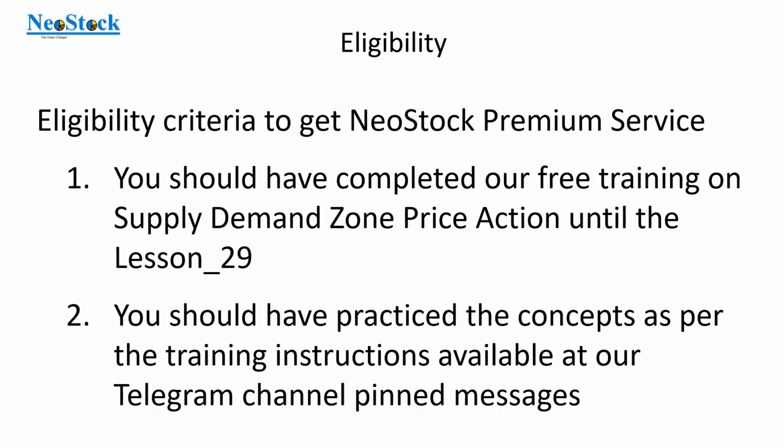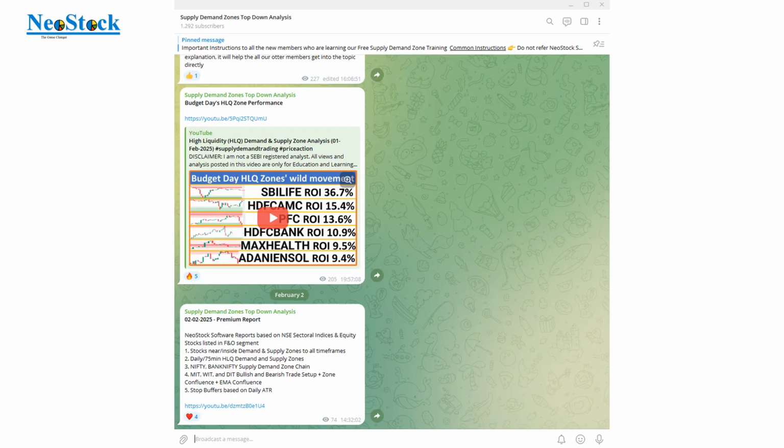Next one, you should have practiced the concepts as per the training instructions available at our Telegram channel. So in the Telegram channel, this is the Telegram channel window, right? Once you go to the Telegram, at the top, you have pinned messages. Are you seeing the pinned messages here? Click on the pinned messages. There you have around 5 or 6 messages, and one of the messages is about our training instructions. Go through the training instructions.